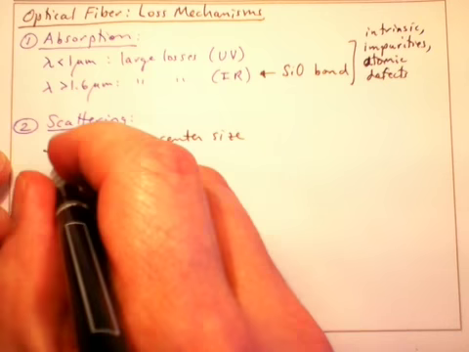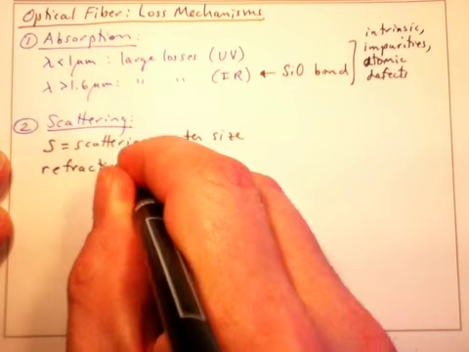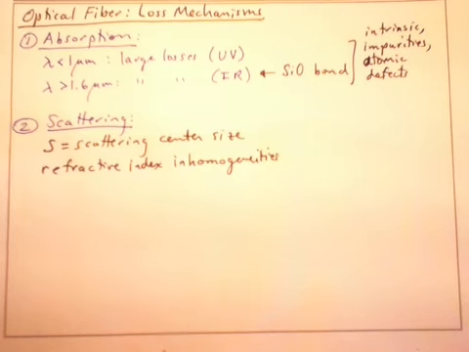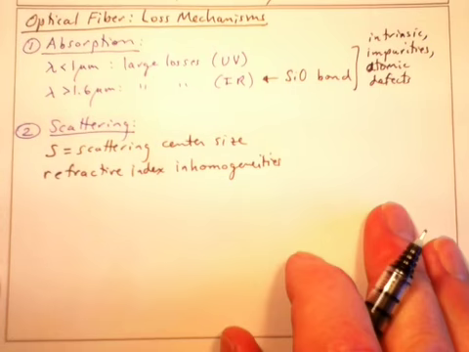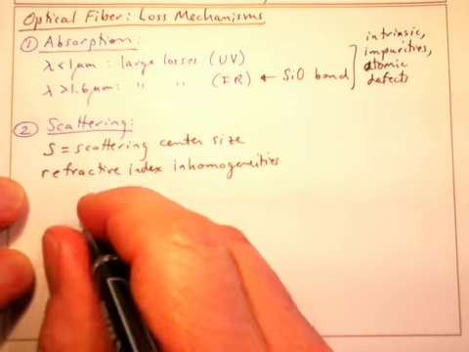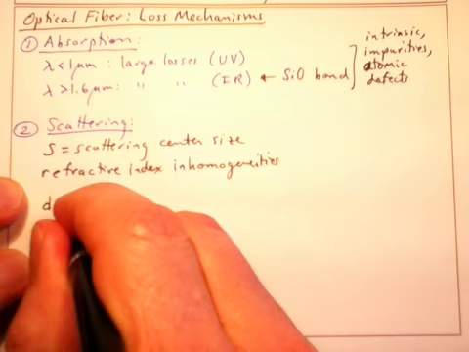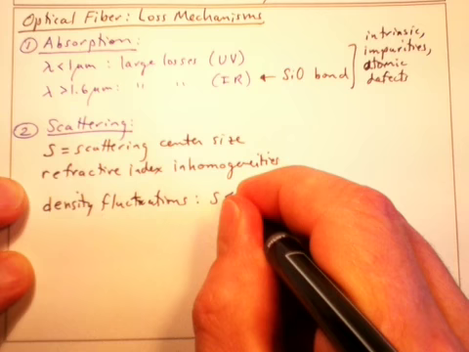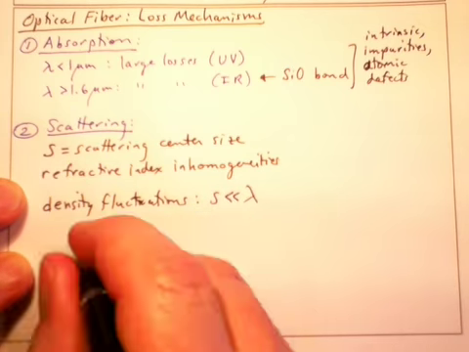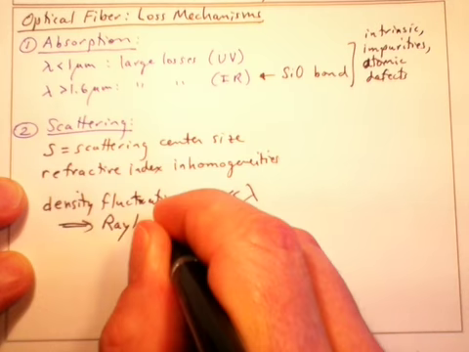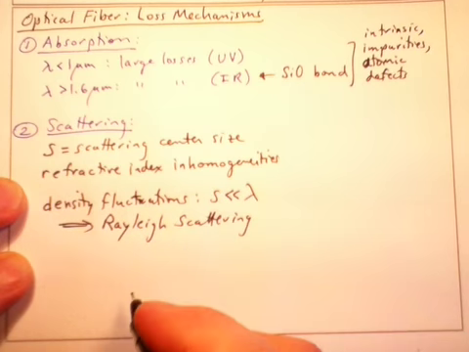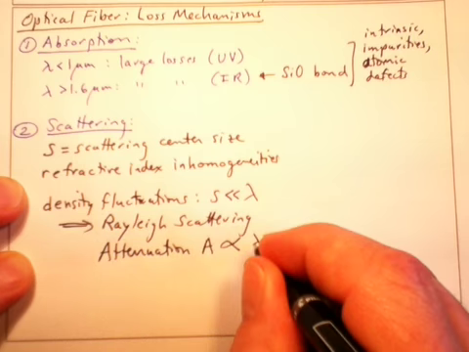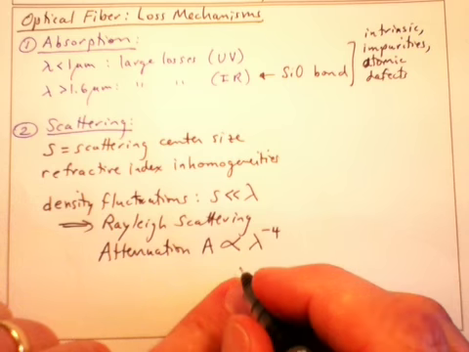Okay, so refractive index inhomogeneities. This is something that comes right along with the formation of glass as an amorphous substance. So what we'll get is density fluctuations due to that amorphous structure with S much less than lambda. When the scattering center is much less than a wavelength, we get what's called Rayleigh scattering. This is what makes the sky blue, for example, and the attenuation is proportional to lambda to the minus 4. And so we have much higher losses in the UV.